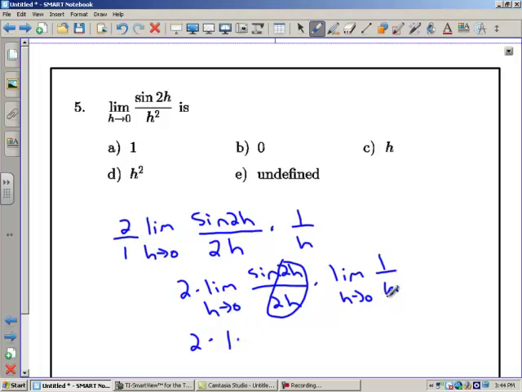Now let's do the limit as h approaches 0 of 1 over h. If we plug in 0, we get 1 divided by 0. That is not indeterminate. I guarantee you that we are dealing with a vertical asymptote. That limit is undefined. That limit does not exist. It's actually infinity. So I've got 2 times 1 times undefined, and if any part of a multiplication statement is undefined, then the whole thing is undefined. And so this answer is E.